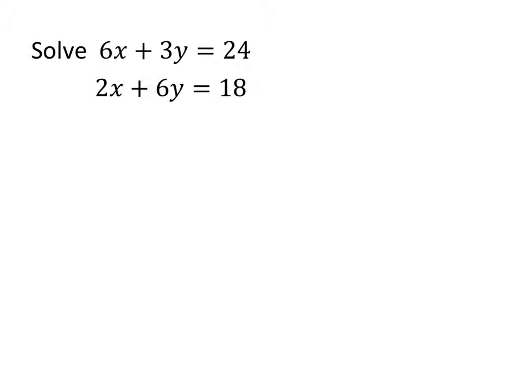Let's take a look at this example. In this case, we're going to have to do some multiplying or some scaling in order to help us eliminate. If we choose to eliminate x's, it would be really convenient to have negative 6x instead of 2x to eliminate with this positive 6x. If I would like to eliminate y's, it would be really convenient to have negative 6y's to eliminate with positive 6y's. And we can successfully choose either. For this example, I'm going to choose to eliminate the y's.